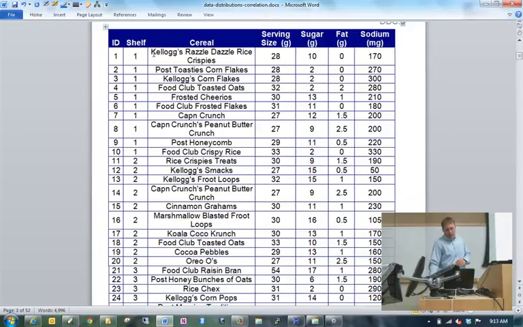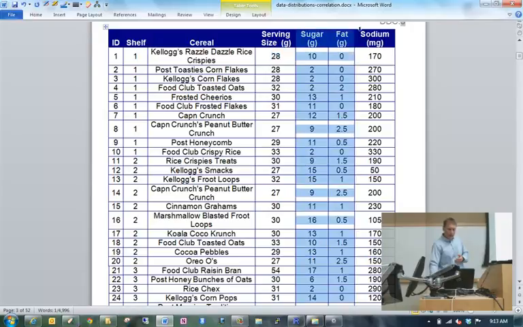So, for example, the first cereal that I got on the first shelf was Kellogg's Razzle Dazzle Rice Krispies. It had a serving size of 28 grams. And what I was really concerned about in terms of the nutritional content in the cereals was sugar, fat, and sodium. I'm interested in these 3 variables. Notice how I have 3 variables here. So this is called multivariate data.